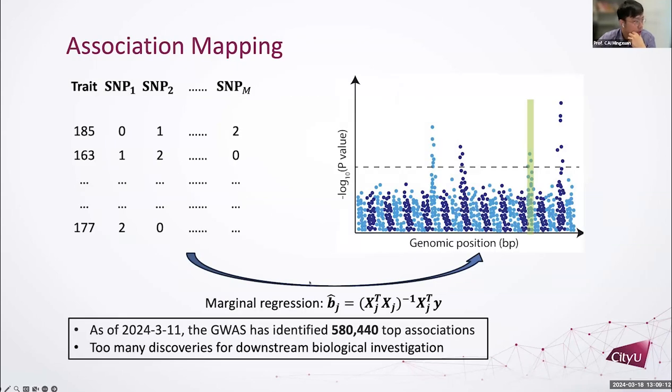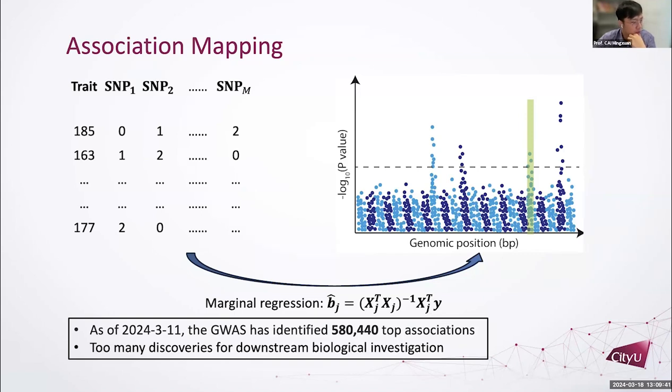So up to March of this year, GWAS has been very successful in the sense of the number of associations identified. For example, from the GWAS catalog, we can see that up to this month, we have more than 500,000 top associations, which are very significant. This number seems very promising, as we have identified many genetic signals underlying human phenotypes.